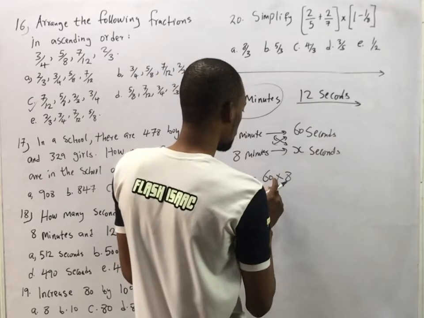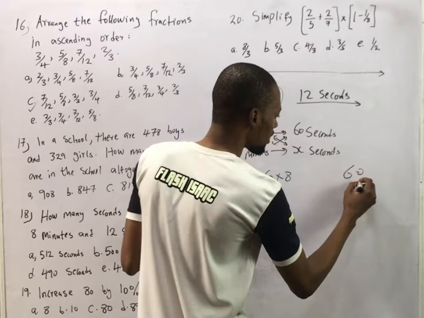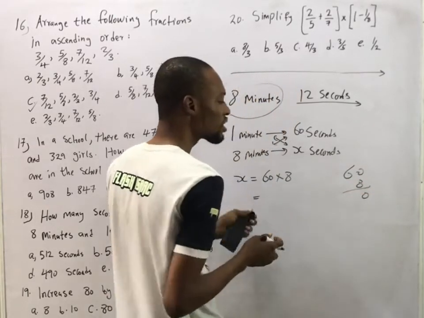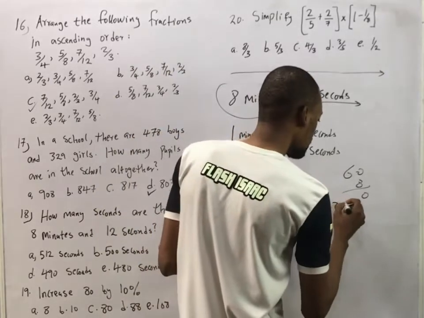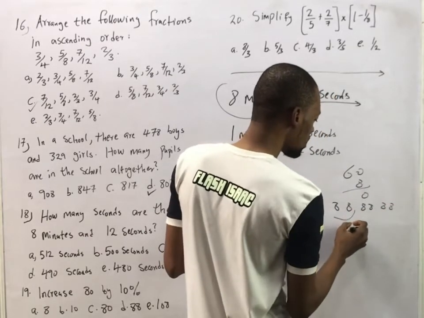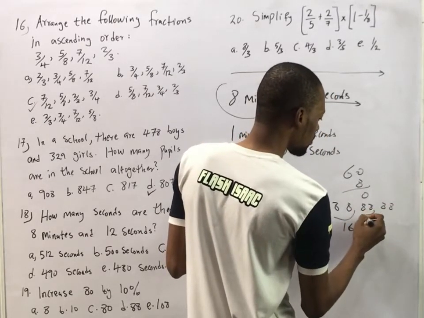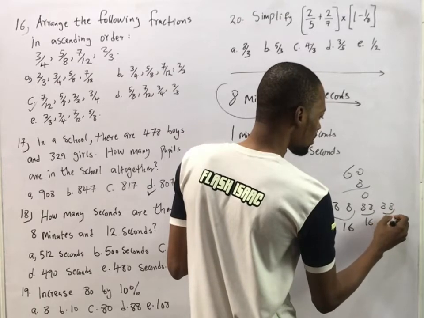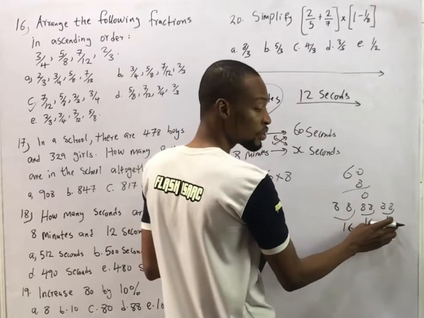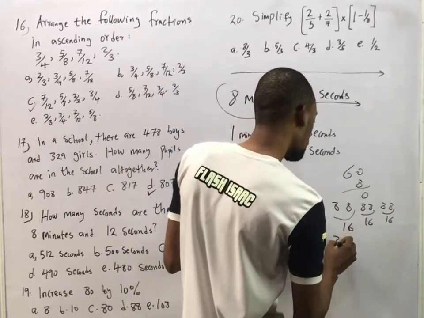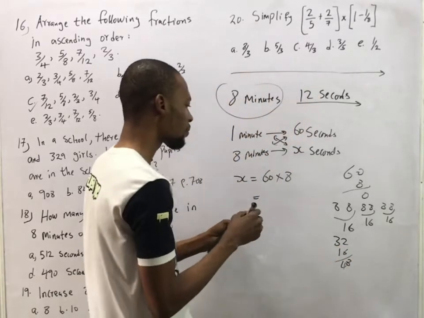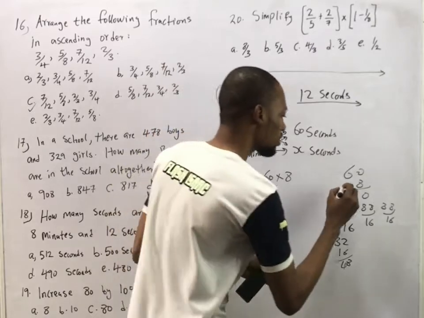This will give you 60 times 8. 8 times 0 is 0. 8 times 6 simply means 8 into 6 places. So 8 into 2 is 16, 8 into 2 is 16, 8 into 2 is 16. So 8 times 6 is simply 16 plus 16 plus 16. 16 plus 16 will give you 32, plus 16 will give you 48. So 6 times 8 is 48.